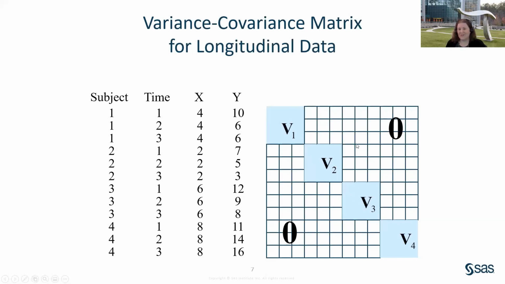The variance-covariance matrix in this case is what is called block diagonal. And each of these blue blocks is going to be the variance-covariance matrix for a subject. All right. So this blue one is the variance-covariance matrix for subject 1. This is the matrix for subject 2, etc.